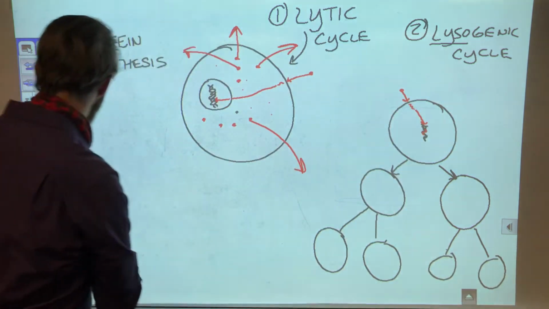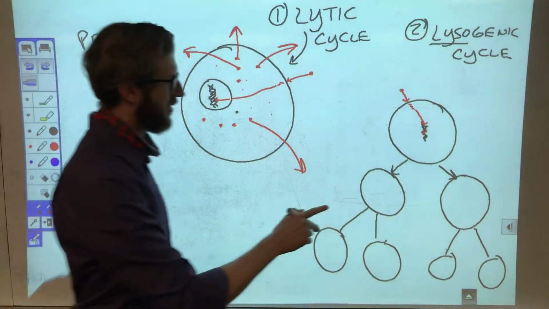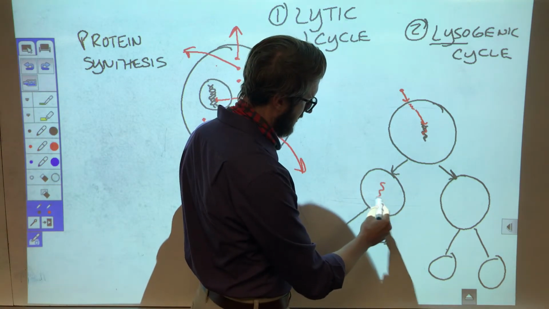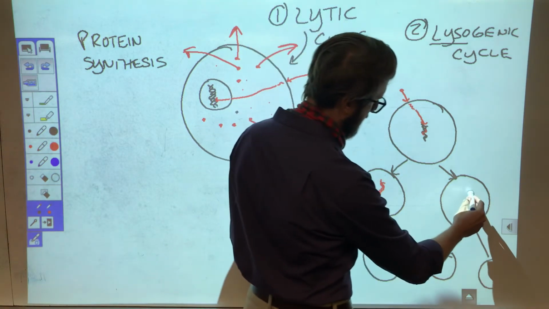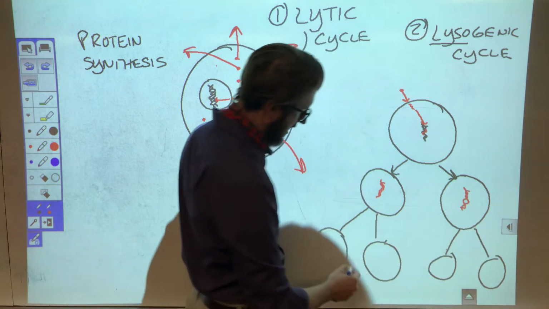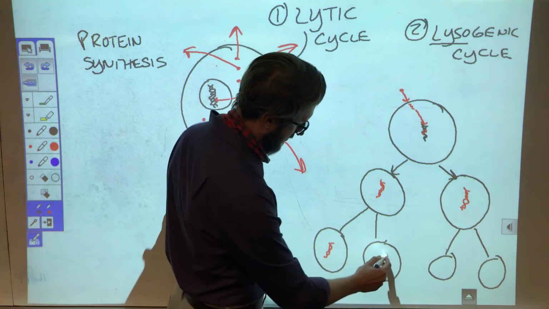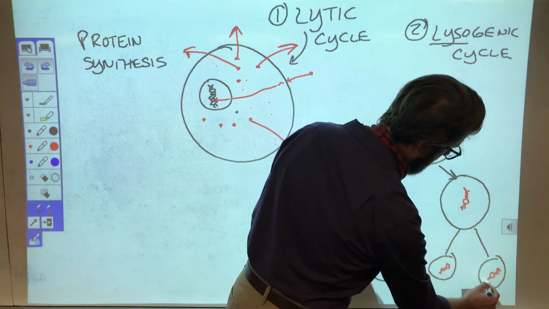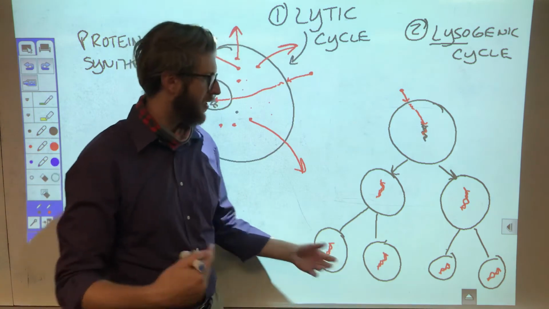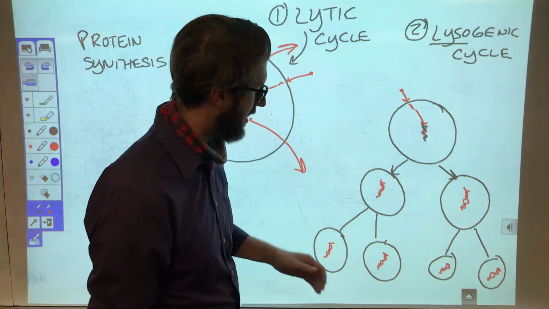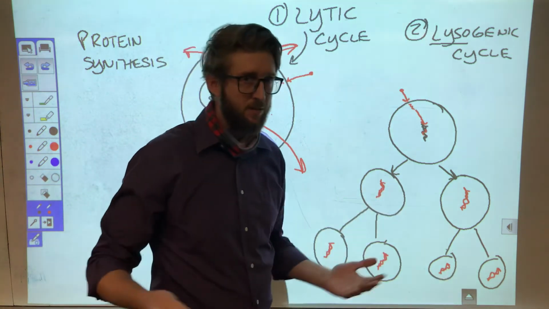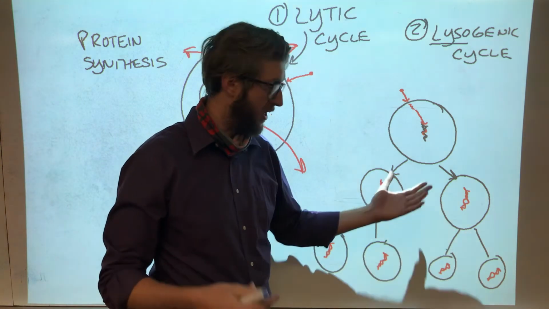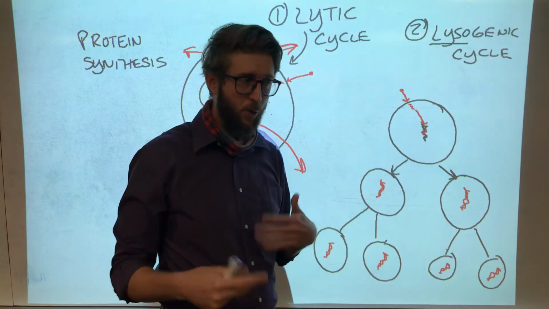But the problem is that the original cell was infected with virus DNA, which means that its daughter cells are also infected with virus DNA. And their daughter cells are also infected with virus DNA. And so this keeps happening over and over again, till you get a whole bunch of cells in your body that are infected with virus DNA, and your cells still are unaware of what's going on.